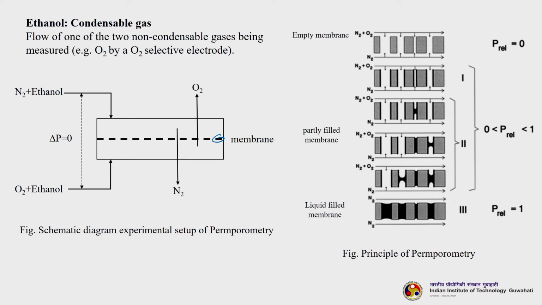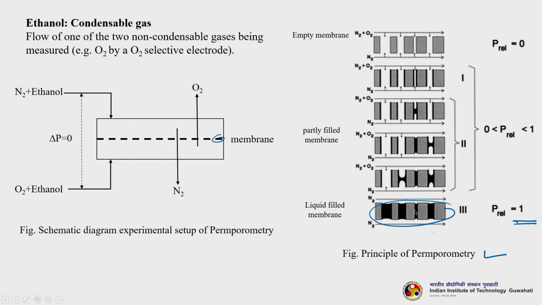Now, let us understand how the process actually happens. Please look at this particular image here. This is the principle. At a relative pressure, P by P naught, equal to 1, unity, all the pores are filled with the condensable gas. That means when the condensable gas is filled, it becomes liquid. That is why it is written liquid filled membrane. You can see everything is filled.